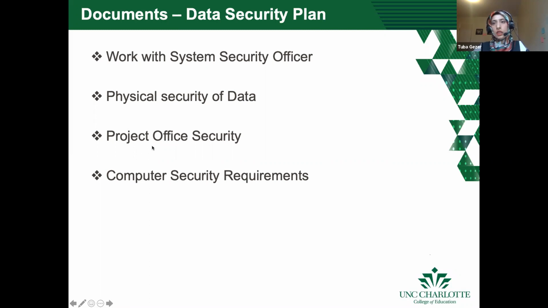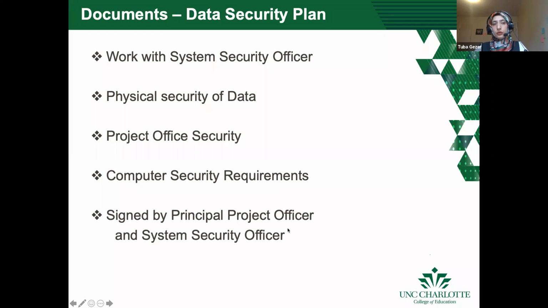They will ask where your project room is, whether it is on the business side, the hours, which room, and who has access to it. They also have certain requirements for the computer. As I told you before, it has to be a desktop and it has to meet certain requirements about virus protection. And the most important one: this computer cannot be connected to the internet. Your principal project officer and system security officer will sign this data security plan for you.